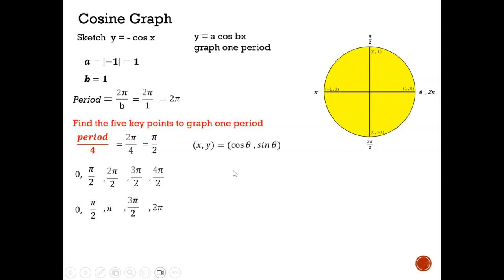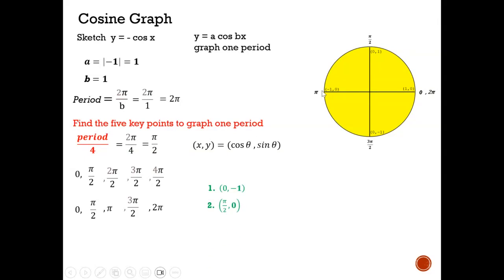My x is my cosine, my y is my sine. For the first point, because of the negative, at 0 my cosine is 1, but 1 times a negative gives us negative 1. So we start with 0, negative 1. My second point is at pi over 2. At pi over 2, my cosine is 0, and 0 times a negative 1 is just 0. So it'll be pi over 2, 0.